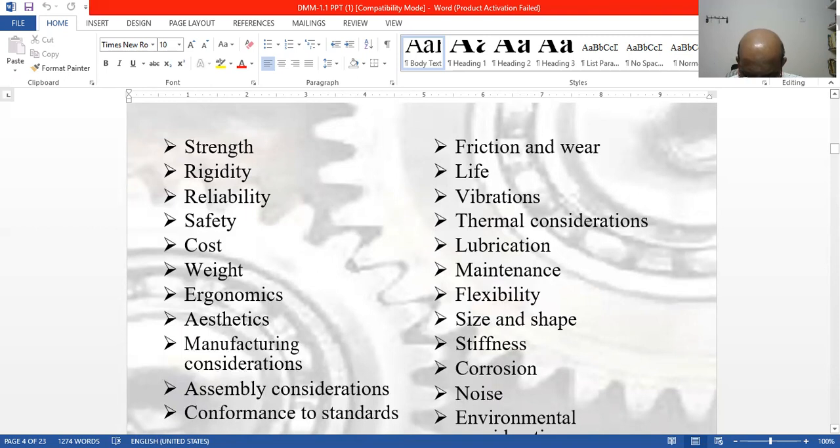Generally, rigidity is defined as the quality or state of being rigid, meaning the quality or state of stiffness or inflexibility. What is stiffness, which we studied? It is the ratio of force to deflection. So rigidity generally means very stiff, rigid or inflexible.